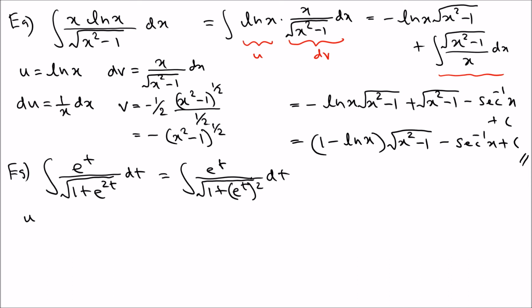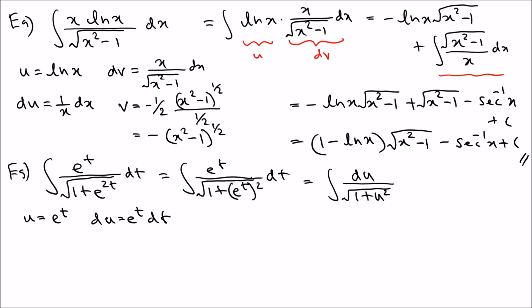You can use the substitution u equals e to the t. So this is du equals e to the t dt. After the substitution, you can rewrite this problem as: the top simply becomes du, the bottom simply becomes the square root of 1 plus u squared.